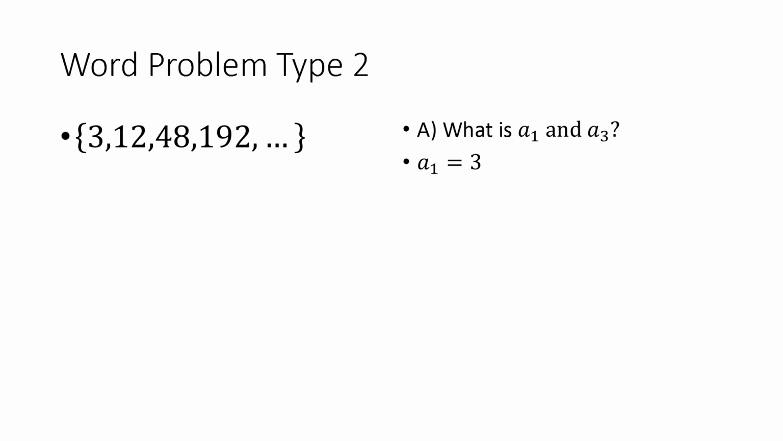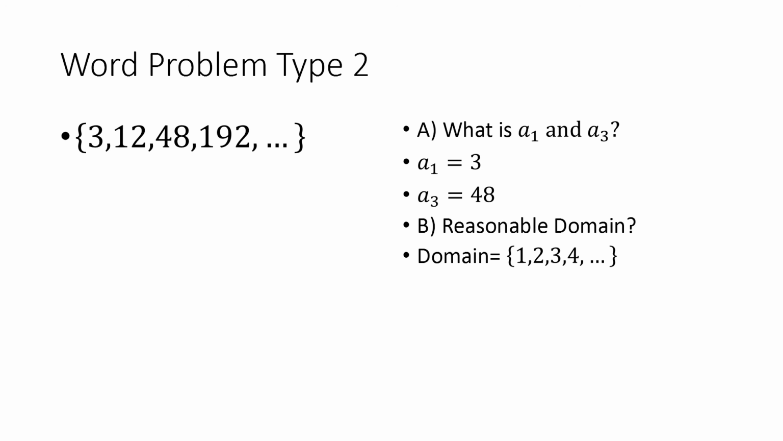A sub 1 is the first term, so that would be 3. A sub 3 is the third term. Okay, so what's your third term? 1, 2, 3 is 48. What's a reasonable domain here? Now, this is a little tricky because you're not given the table, but for a sequence in general, the domain is just a list of counting numbers. 1, 2, 3, 4. And notice the dot, dot, dot. It does continue because the sequence continues.